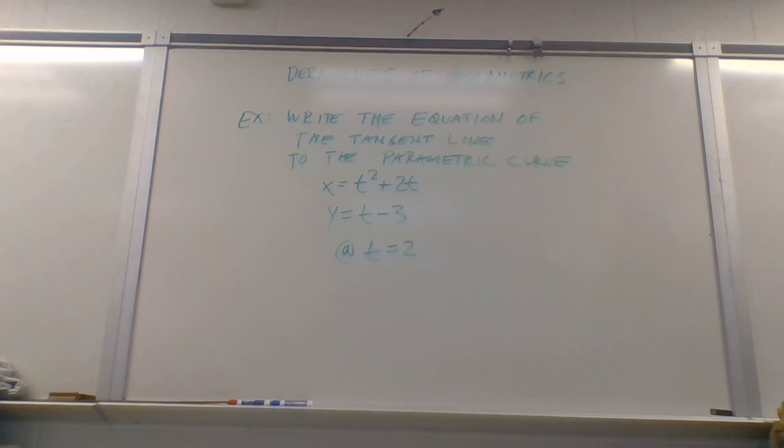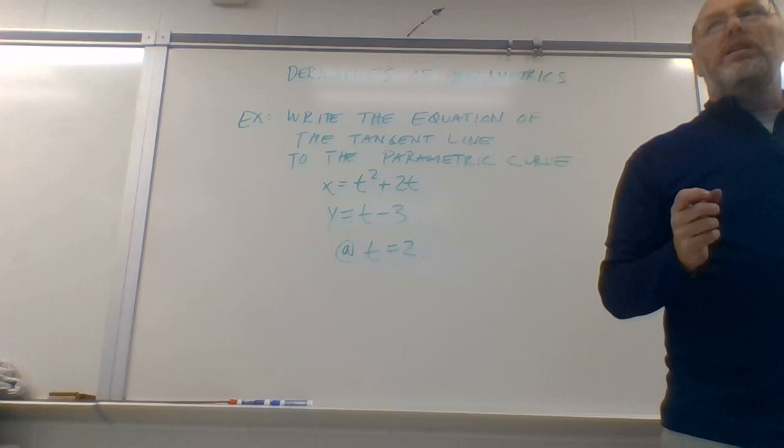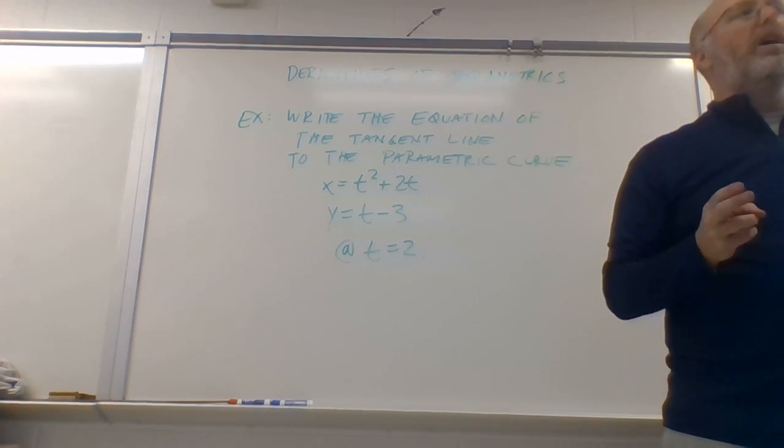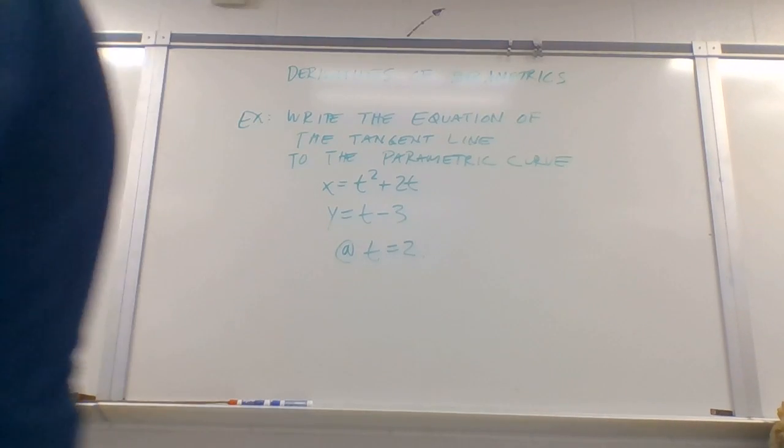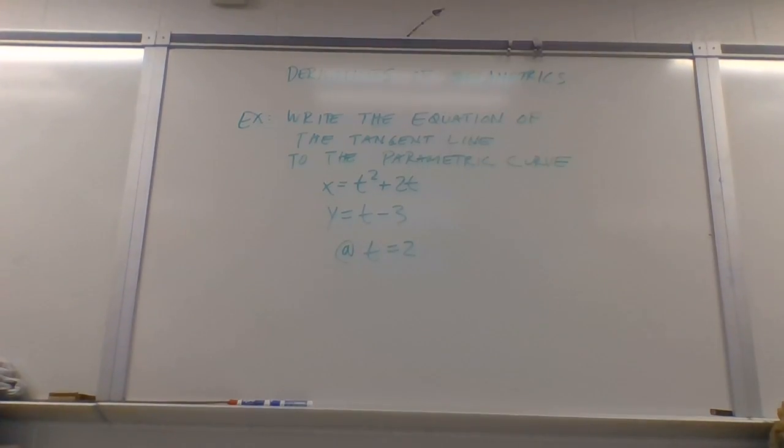I mean, you're just plugging and chugging for the most part, but you've got to keep track of the formulas and keep track of your notation. Now, what do I need to find the equation of a line? I need a point and I need a slope. I don't have either. Good luck. But you can find them.